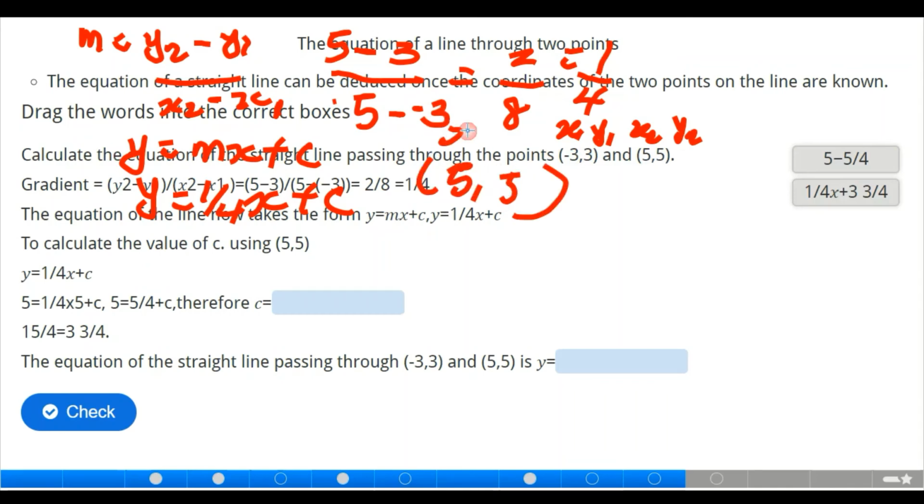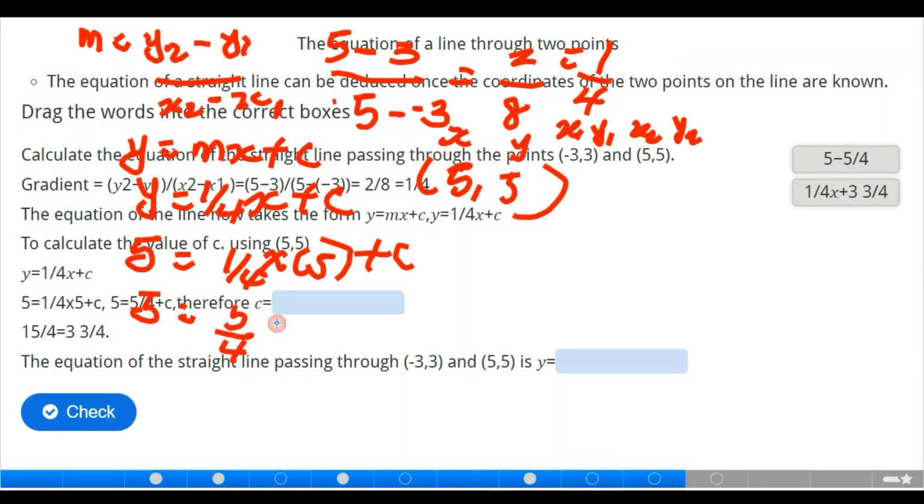That implies that our x is 5 and our y is 5. So coming here, we have 5. Since y is 5, 1 over 4 multiplied by 5, plus c. Now having that, we have 5 equals 5 over 4, plus c. We want to get c. We already said that x is 5, so we have 5 over 4.